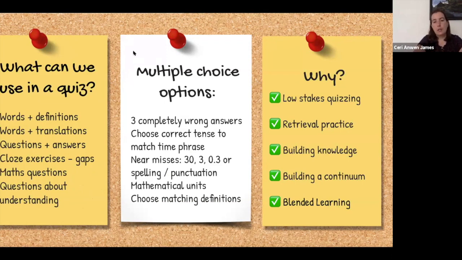What we can use in a quiz. So lots of them are based on sort of two columns when you set them up. So you can have words and definitions, you can have words and translations, especially if you're working in a Welsh medium school or if you're teaching modern languages. Then you can have questions and answers, which are obviously suitable for every subject.